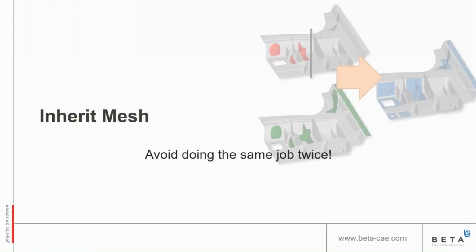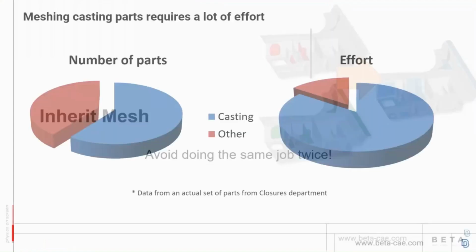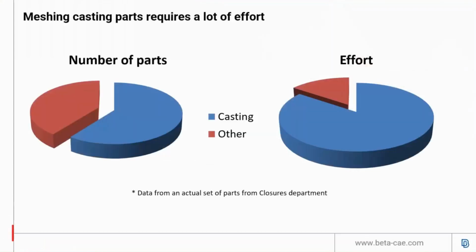The next one is inherit mesh. Creating mesh for casting parts is not an easy task. It requires a lot of effort, time, and money. Here, you can see the relative effort needed to mesh the casting parts of a set of components.